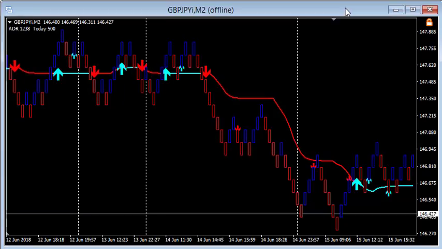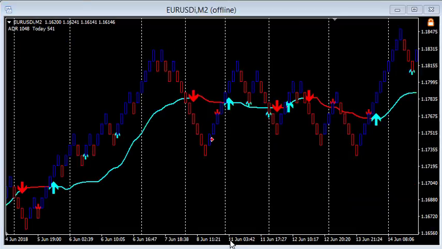So we're kind of running out of time here, so very briefly I'm going to pop up a few other charts, take a look at them real quickly, so you can see that it works with other pairs besides the pound yen, and then we'll wrap this video up. Okay, this is the euro dollar. Again, these are 10 pip charts. All of these charts are going to be 10 pip charts, just so you know.